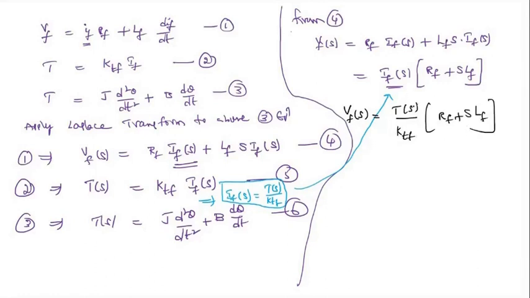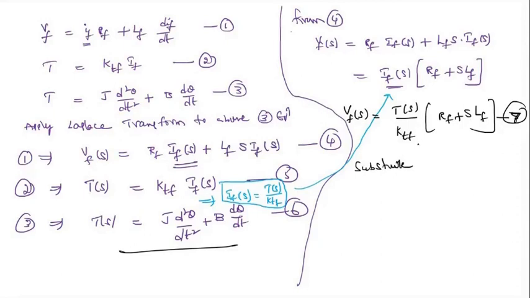Now here again I am going to substitute T(s). If you look at equation 6, T(s) is equals to some value. So now substitute equation number 6 in the above equation. Let us take this as equation number 7.